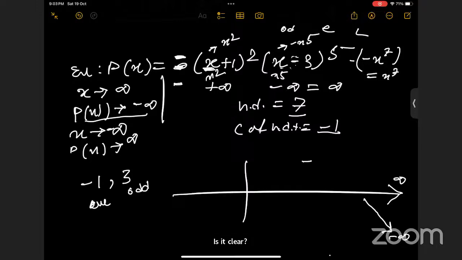If x is tending to -infinity, then if we move towards this direction, the graph will go to positive infinity. That means in the positive direction. Clear?